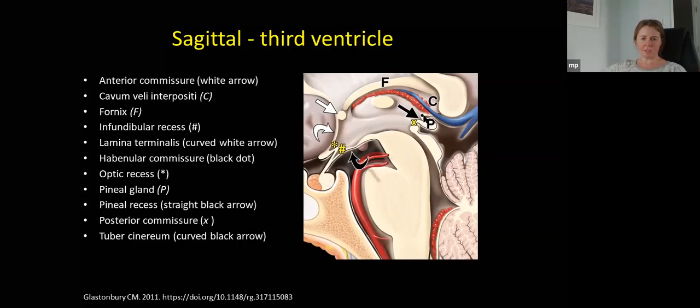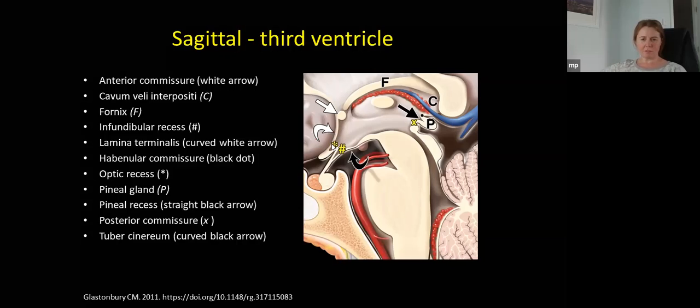This little dot just anterior to the pineal gland is called the habenula. If we go to the X marks the spot, X is the posterior commissure on a sagittal, and this is the anterior commissure. Then you have vessels and choroid plexus, internal cerebral vein, and the cavum velum interpositum sitting here is quite a large structure. The fornix sits here. This structure here, the anterior wall of the third ventricle, is called the lamina terminalis.